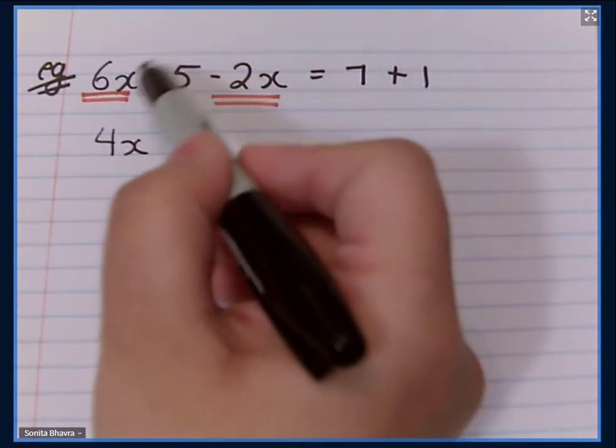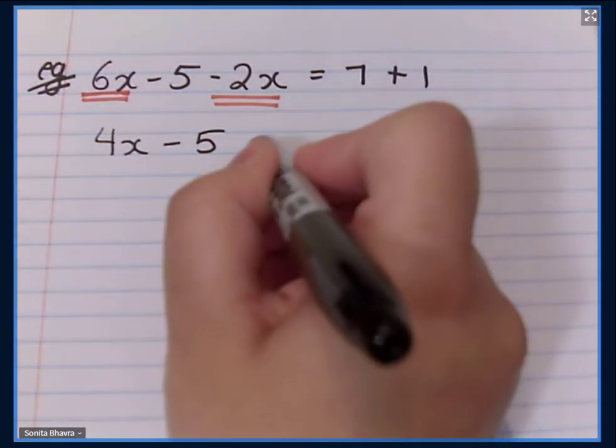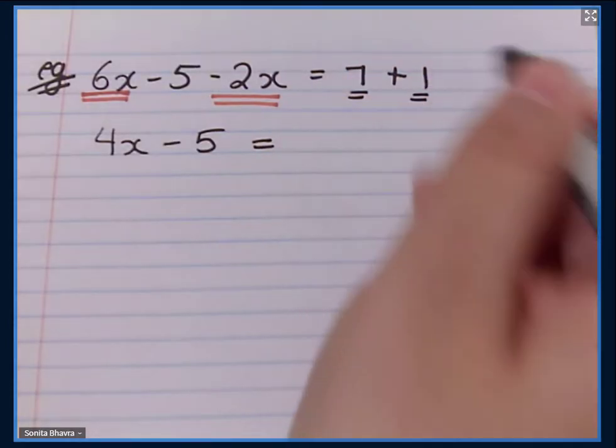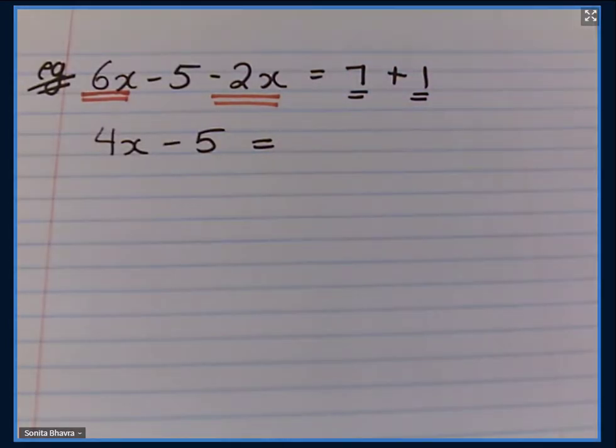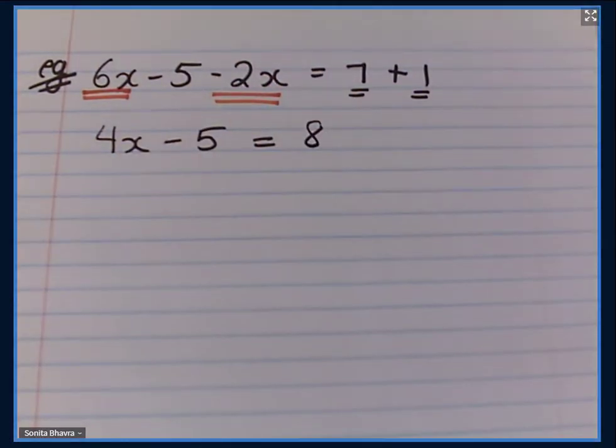And we're still left with a negative 5 here, like this. And then on our right-hand side, we have 7 plus 1. 7 plus 1 can be collected together just like adding them together. 7 plus 1 is equal to 8. All right, so here we are now. It looks like a type 2 equation. So we have 4x minus 5 equals 8.